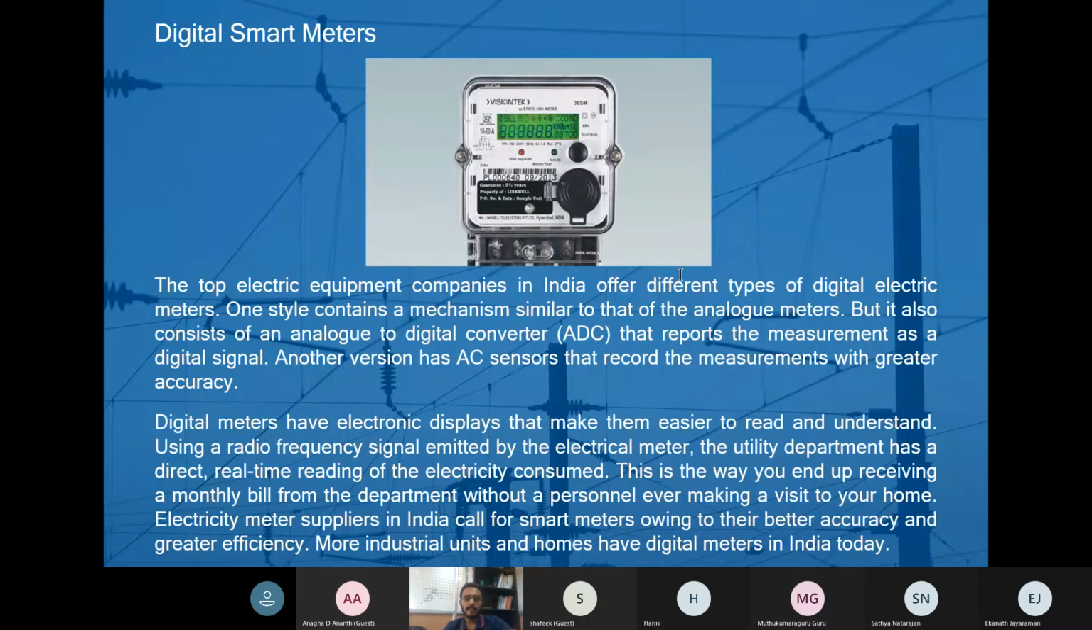Using an RF signal emitted by the electric meter, the utility department has a direct real-time reading of the electric consumption. This is the way you end up receiving an electric bill from the department without a person ever making a visit to your home.